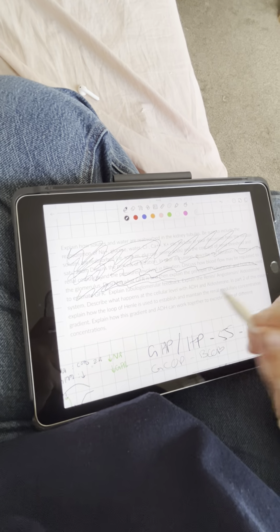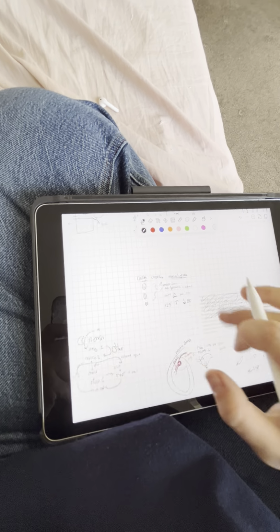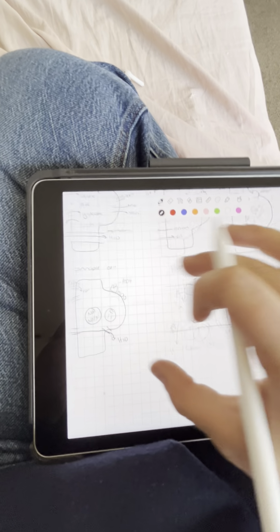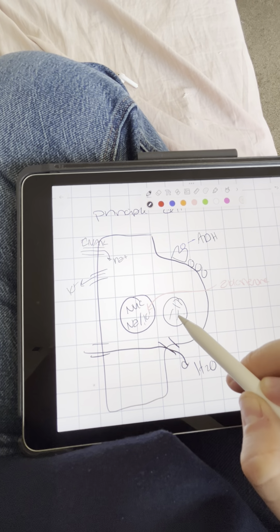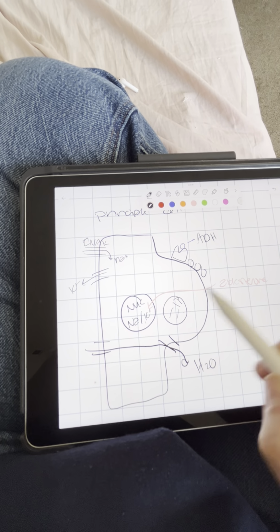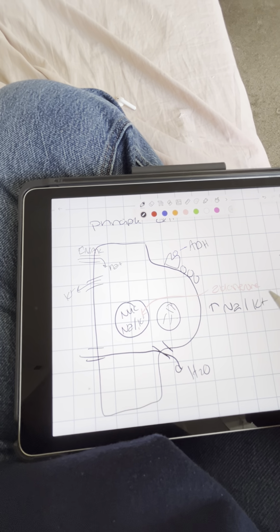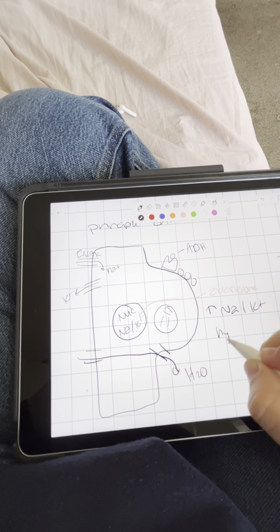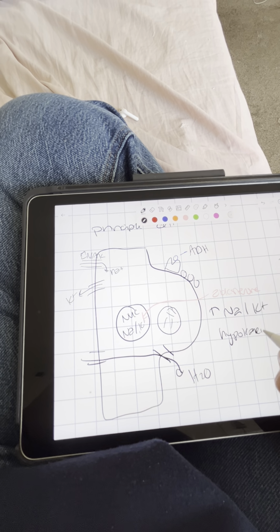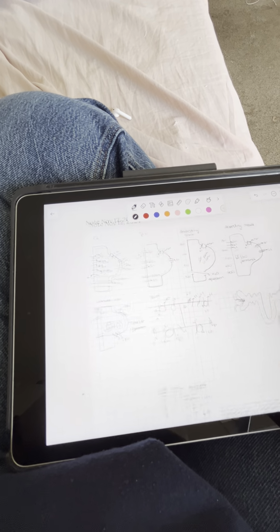It asked what ADH and aldosterone do at the cellular level, which I showed up here. ADH is putting the aquaporin channels in, and aldosterone is increasing that sodium potassium pump. So often if you have aldosterone, you're going to have hypokalemia. All right, that's kind of how that one works.